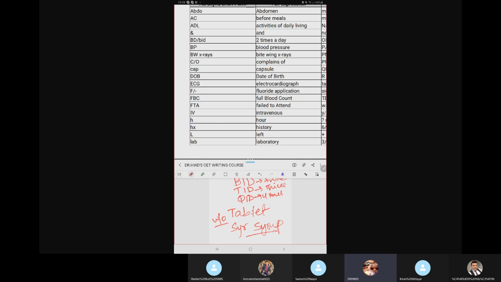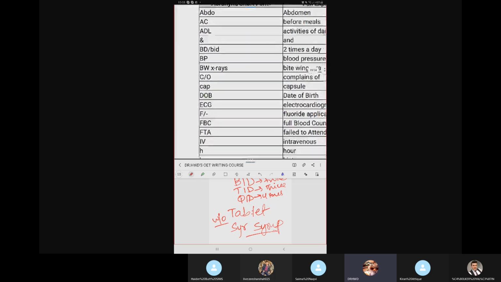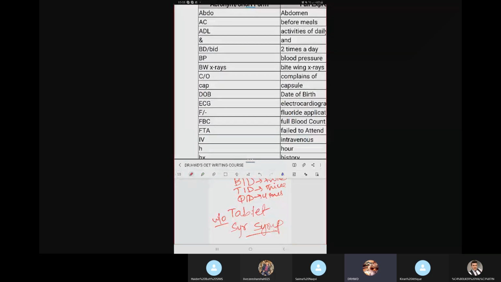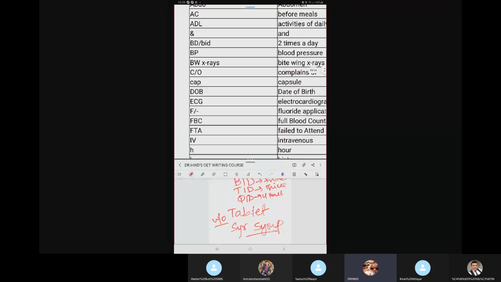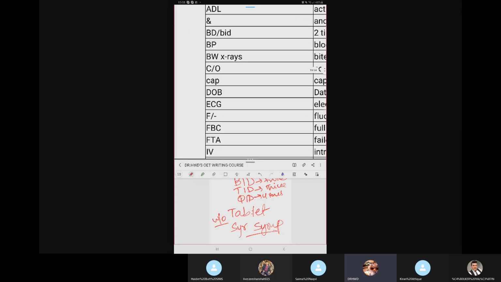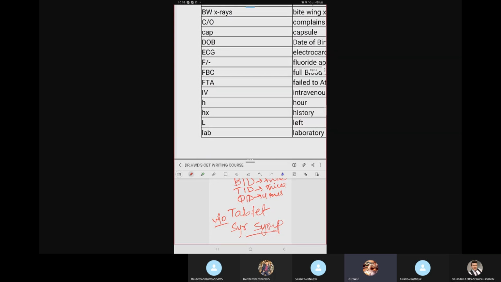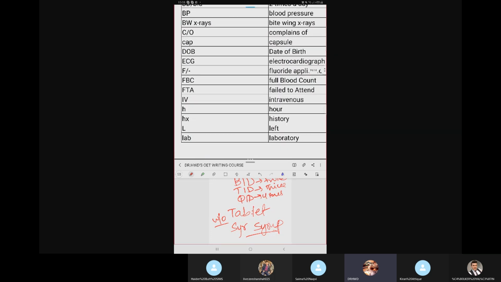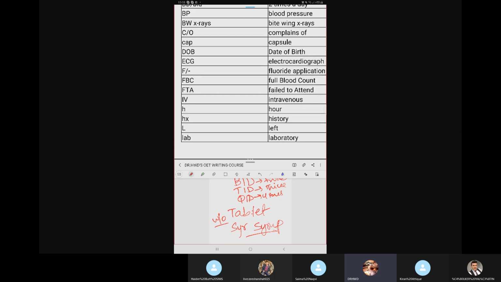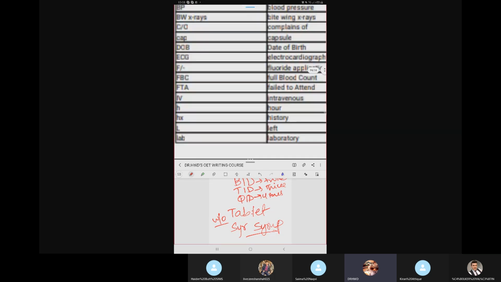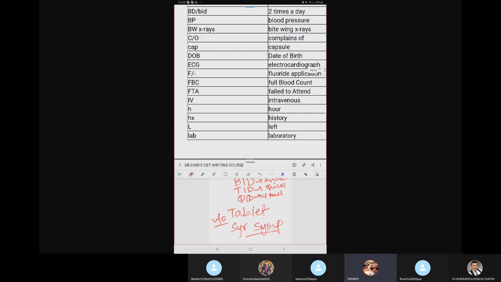Go through this list. It's really, really important, right? DOB, if you're writing it in the address, that's okay. But if you're writing it in the letter, then you have to write it complete, date of birth, right? ECG can be written as it is. CT scan can be written as it is. IV can be written as it is. However, if you are talking of doses, you might write it intravenously.